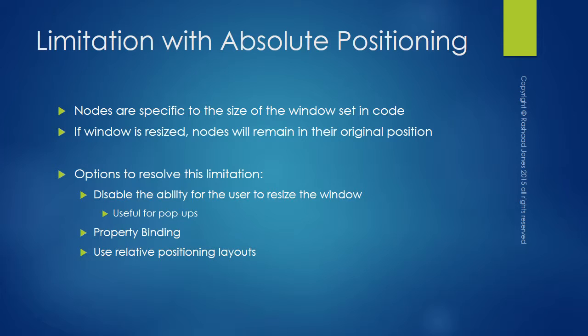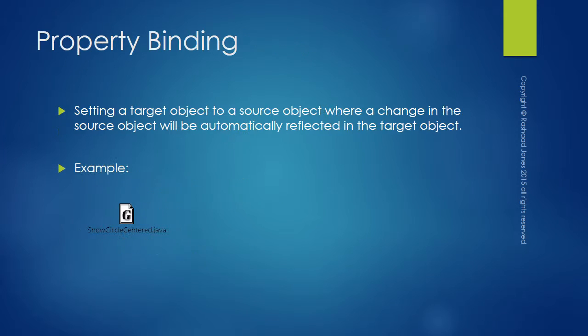You'll typically see this for pop-ups or login screens, things that need to be small and set to a certain size, and you do not want the user to resize it. Another way of doing it is property binding, which we'll discuss later, and then we will discuss how to use relative positioning layouts to accomplish this with a little more effectiveness than property binding. But let's talk about property binding first.